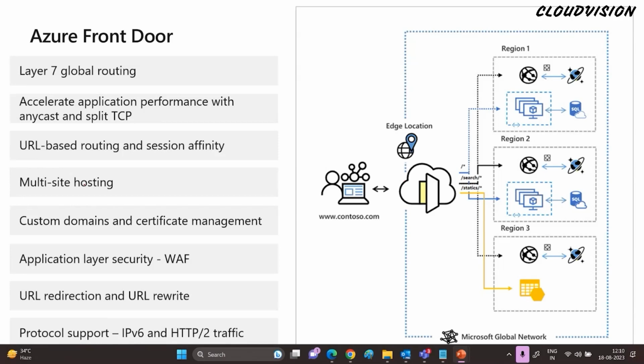So here we can get URL-based routing, multi-site routing can be done. We can integrate custom domain, certificate management can be done over here. Another important thing for security purposes, WAF can be integrated, the application firewall can be integrated. URL redirection and URL rewrite are also available.